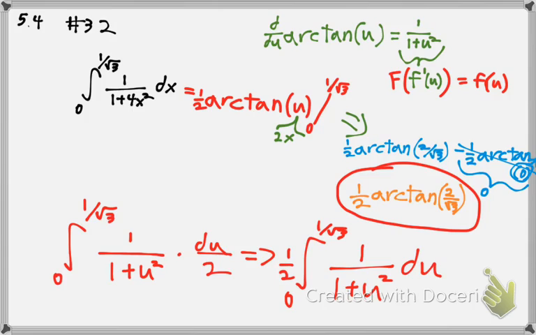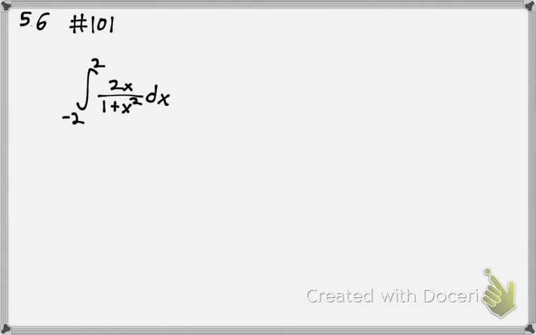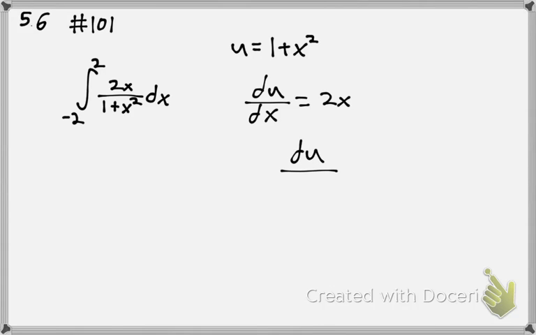Okay, now on to the next problem, which is from Chapter 5, Section 6, and it's number 101. And it is the integral from -2 to 2 of 2x over 1 plus x squared. This also requires a u substitution. This time it will be 1 plus x squared. So when you take the derivative of u with respect to x, it will be 2x. So now sub in for the dx, so du over 2x is equal to dx.